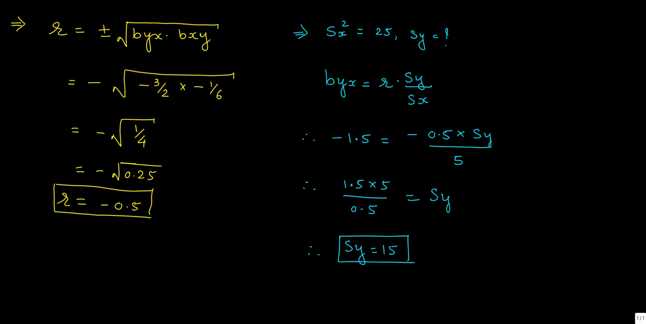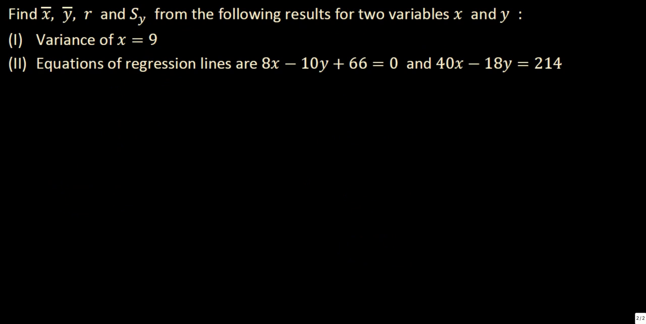Let's take the second sum of this type. This is our second sum. Find x bar, y bar, r and sy from the following result of two variables x and y. Variance of x is 9, meaning sx square. Equations of regression lines are 8x minus 10y plus 66 equal to 0, and 40x minus 18y is equal to 214. You can take 2 common from this regression equation, and here also we can take 2 common, but there is no need, we are not changing anything.